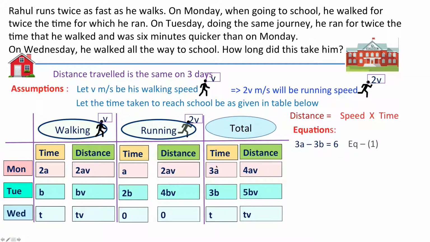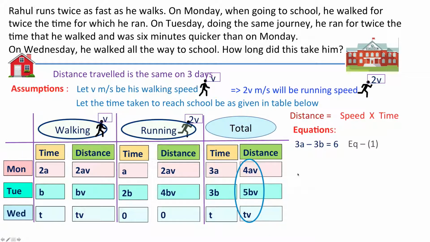Now we have filled all the missing components in the table. The information that we have is complete now, in the sense that there is no missing block here. So we'll try and progress further using the fact that the distance traveled on each of the 3 days is the same, which means the total distances 4av, 5bv and tv are all equal to each other.